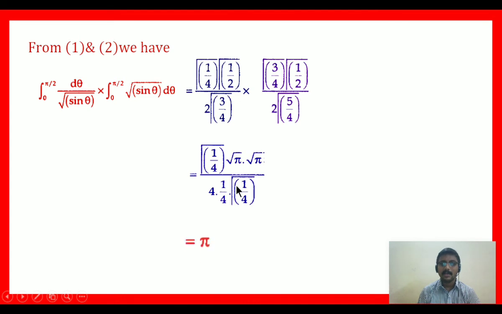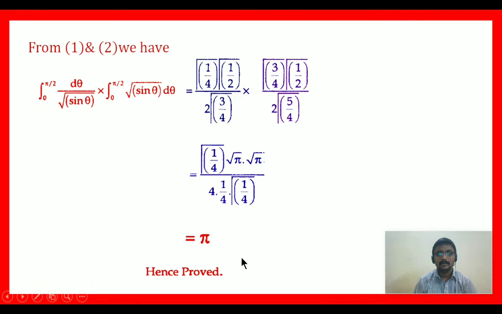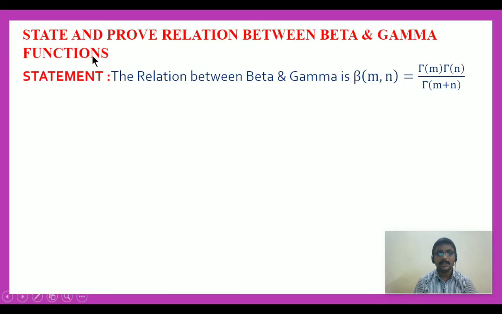So we will have pi. So it is the required value. Hence proved. Next problem. State and prove the relation between beta and gamma functions.